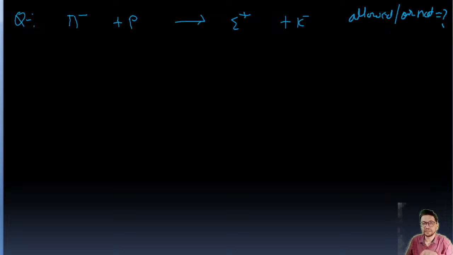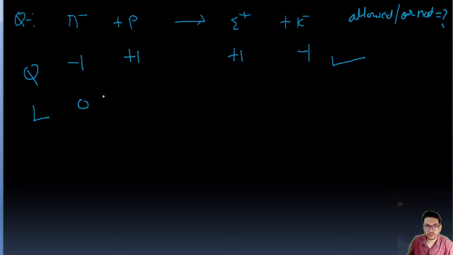So we are checking charge first. Charge Q: minus 1 plus 1, okay? And this side is plus 1 minus 1. This is 0, so that is conserved, okay? Now lepton number. Pion is not a lepton, this is not a lepton, this is not a lepton, this is not a lepton. So this is conserved. Now we'll check baryon number. This is not a baryon, this is baryon 1, this is baryon 1, this is not a baryon, okay? So this is also conserved.